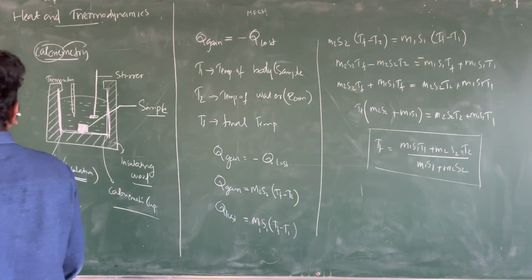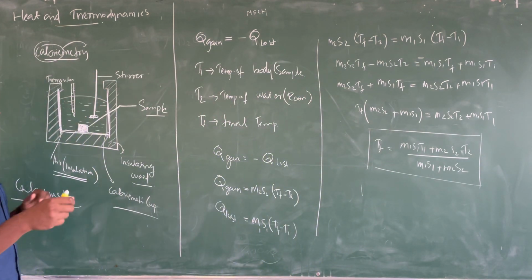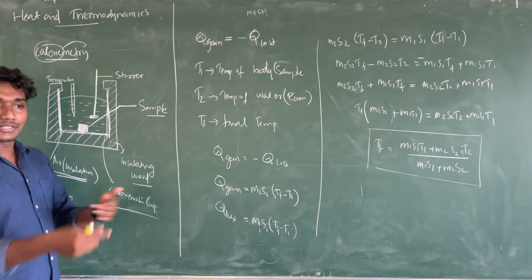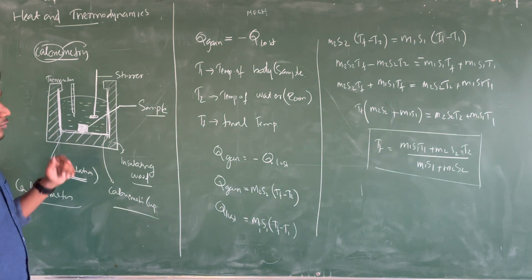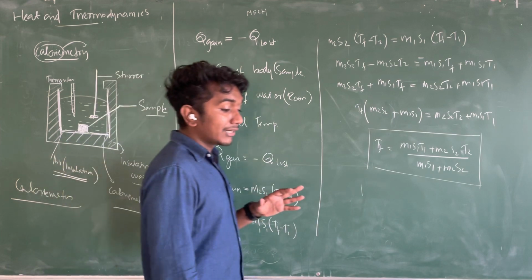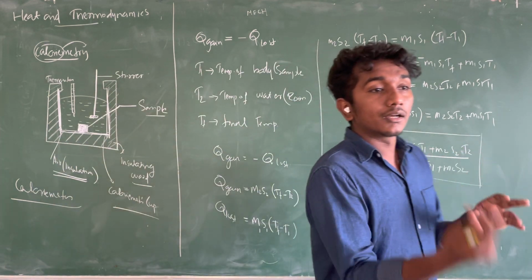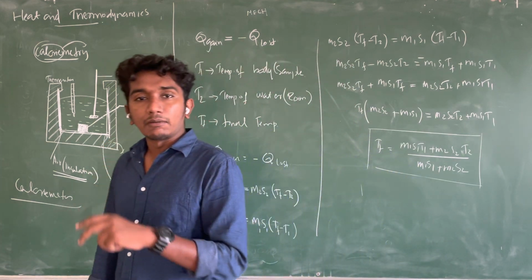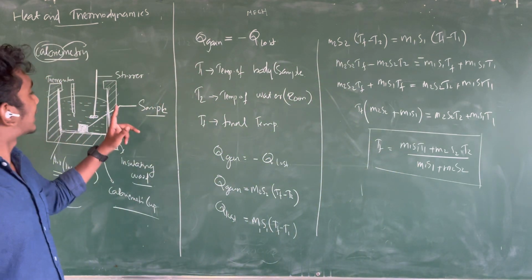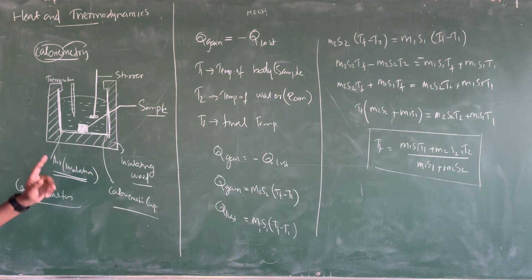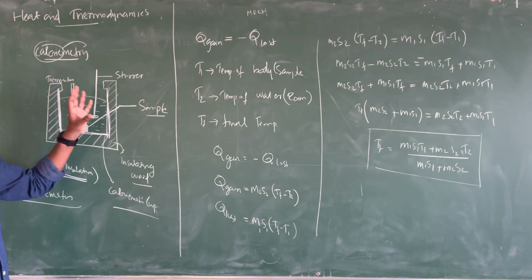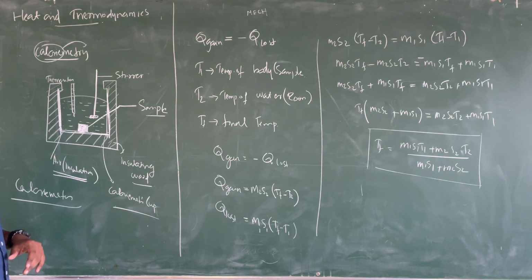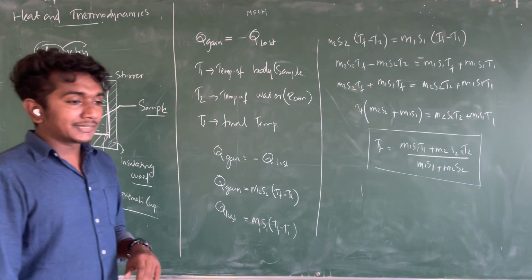And then what is the stirrer? Stirrer we use to mix the water and the substance properly. So then heat will transfer all over the water very uniformly. That is why we use the stirrer. And we can write all these things. And the calorimetric cup is the major part of this one. And that's it. Okay. So what is our major theory?